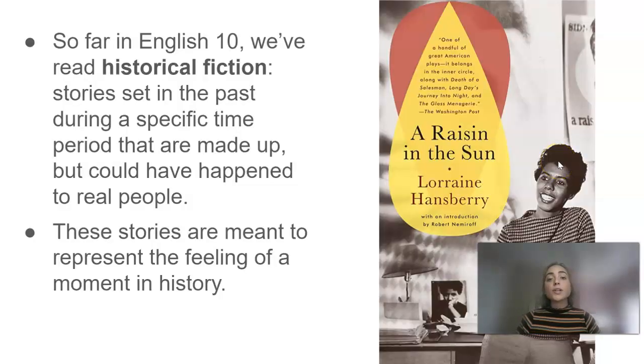So think about the story that we just finished reading in English 12. We read the play A Raisin in the Sun, and this is an example of historical fiction. Remember, the play was set in the 1950s in Chicago, and it really told us the story of a Black family living in the 50s. Historical fiction is a story set in a specific time period. It's a made-up story, but it could have happened to real people, right? And these stories are meant to represent a specific moment in history.